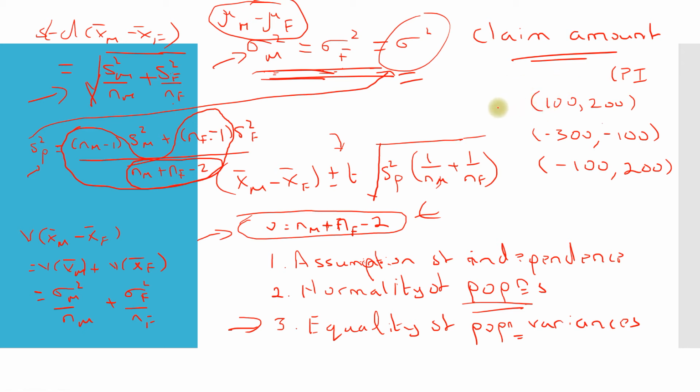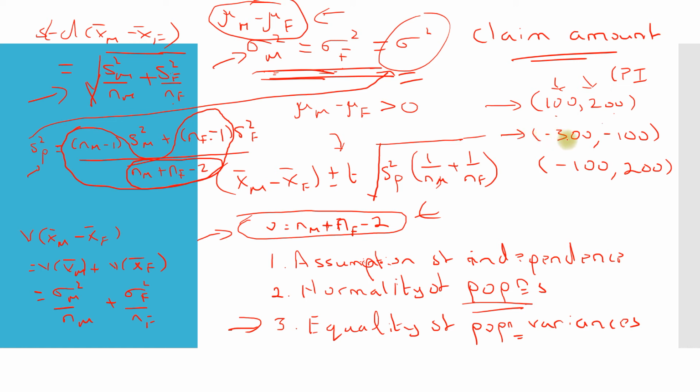What happens if you get an interval estimate like that when you are estimating mu m minus mu f? If you are estimating mu m minus mu f and you get a value like 100 to 100, it means obviously that you are estimating mu m minus mu f to be a positive number because the confidence interval is positive. Both numbers are positive, so obviously it means that the confidence interval is positive.